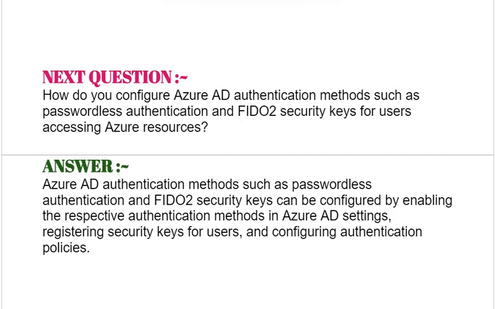Our next interview question is: how do you configure Azure AD authentication methods such as passwordless authentication and FIDO2 security keys for users accessing Azure resources? Your answer should be Azure AD authentication methods such as passwordless authentication and FIDO2 security keys can be configured by enabling the respective authentication methods in Azure AD settings, registering security keys for users, and configuring authentication policies.